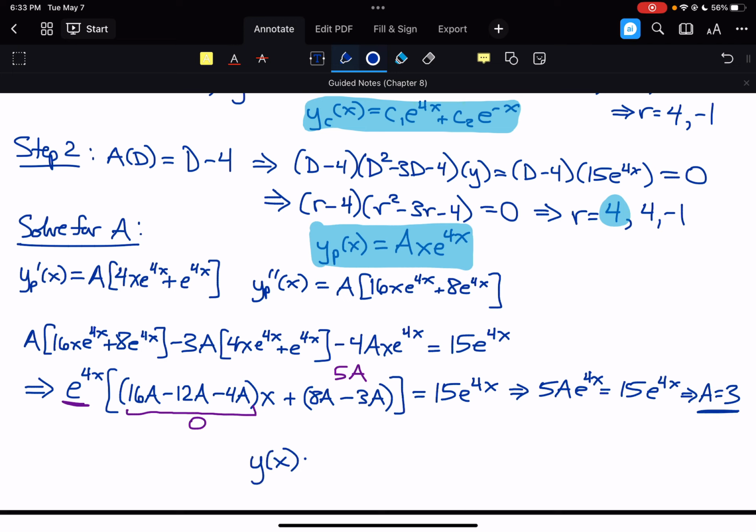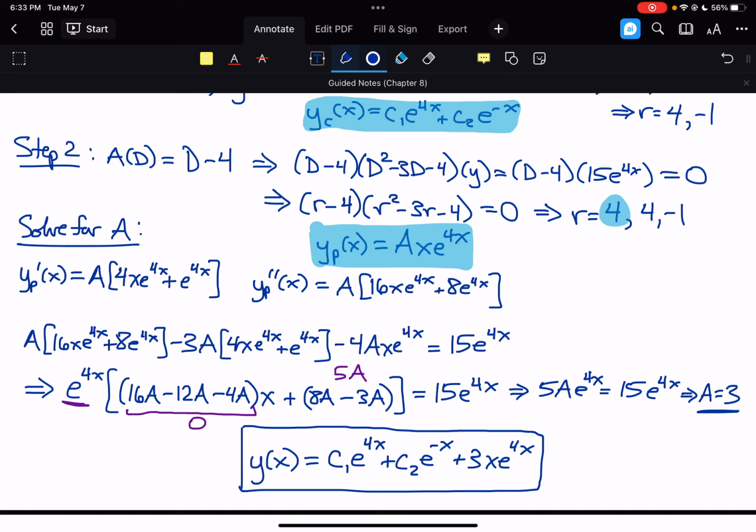So our solution to the differential equation is c1 e to the 4x plus c2 e to the negative x plus 3x e to the 4x. Again, that's our repeated root, and it's our particular solution, so we solve for the 3. So that would be the method of annihilators.